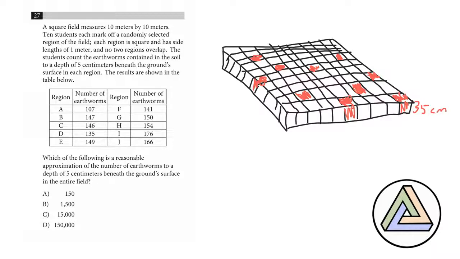So when you add these, you get 1,471. So that's how many earthworms are in these red regions here when you total it all up. Now, like I said before, you're going to want to multiply that by 10. All you have to do is tack on a 0, and you have successfully multiplied it by 10. That's 14,710. And they say, which of the following is a reasonable approximation? Well, that's closest to answer choice C. So answer choice C is the answer. Moving on.